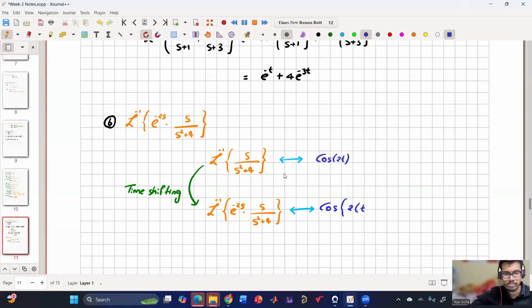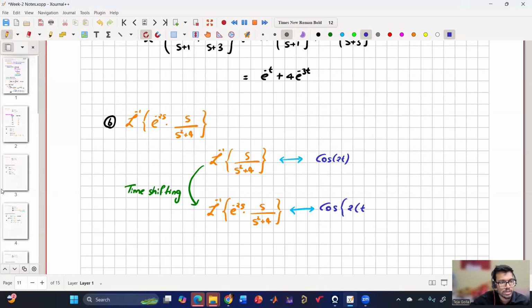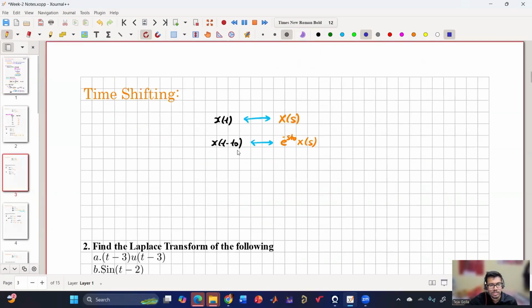Let me go back. It is minus 2 because it is time shifting, right? If I have t minus 2, then it will be e to the power minus 2s. This is the thing I was pointing out: between time shifting and frequency shifting there is a minus change. Similarly, for time differentiation and frequency differentiation there is a minus change. For time integration and frequency integration, there is an integration change. So we have to be very careful.